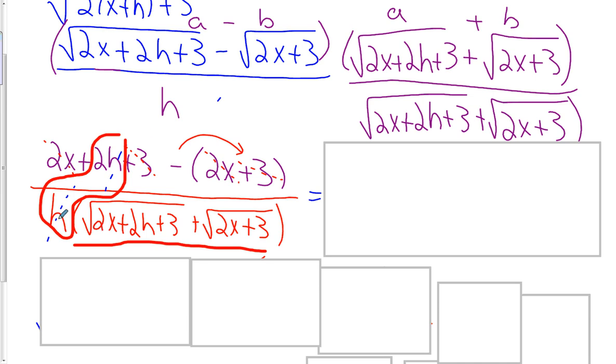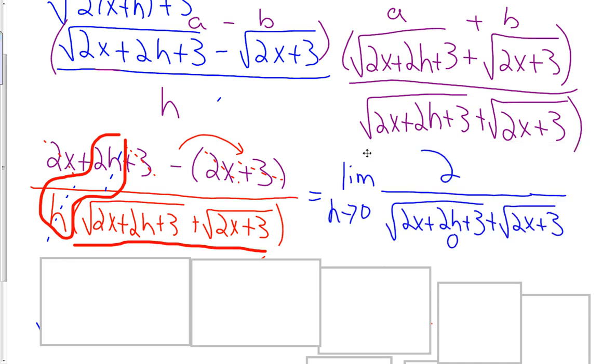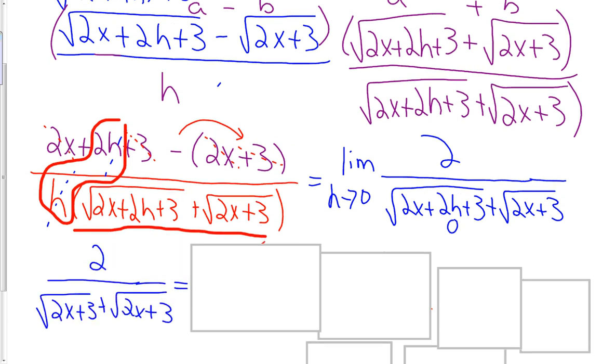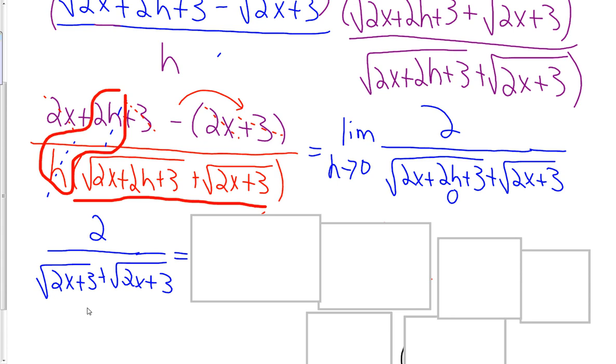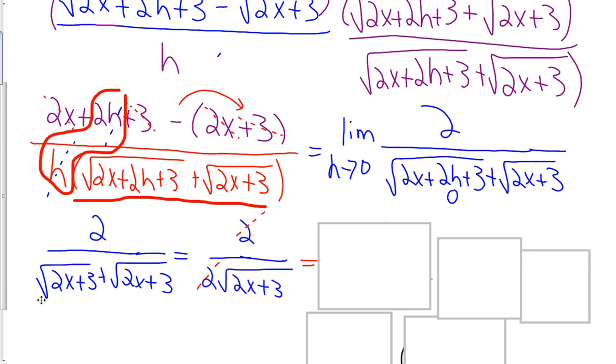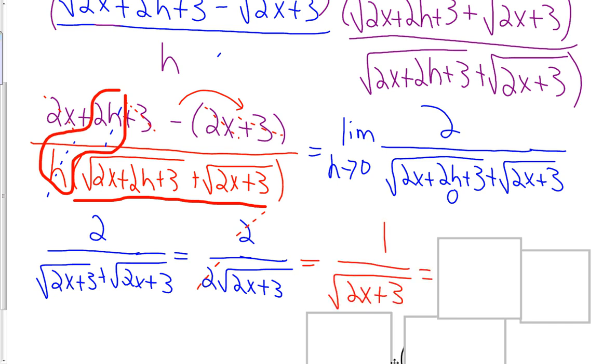So then when the h cancels, we're going to have 2 over that radical. So now we're doing limit as h goes to 0 of 2 over square root of 2x plus 2h plus 3 plus square root of 2x plus 3. And what do you know? When you plug in 0, this becomes 2x plus 3 as well. Like here, we lost the 2h because 2 times 0 is 0. 2x plus 0 plus 3 is 2x plus 3. And now we're going to have 2 over 2 of these, and so the 2's cancel. We have 1 over the square root of 2x plus 3.